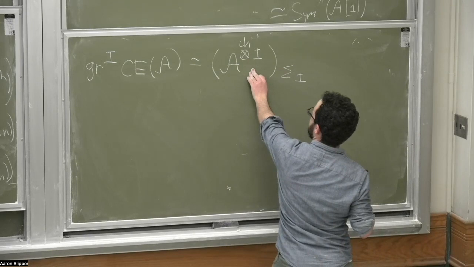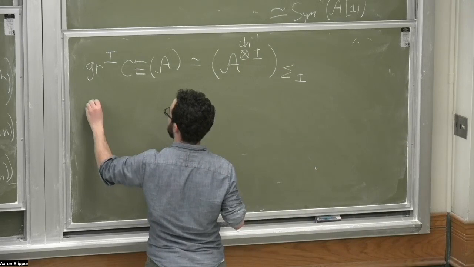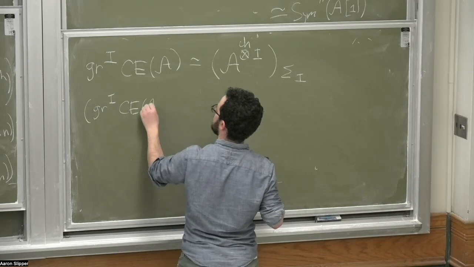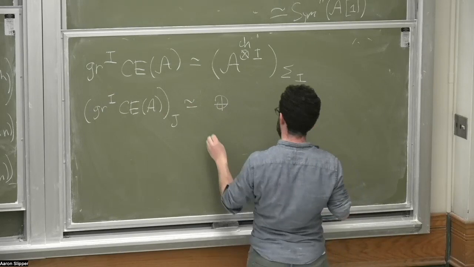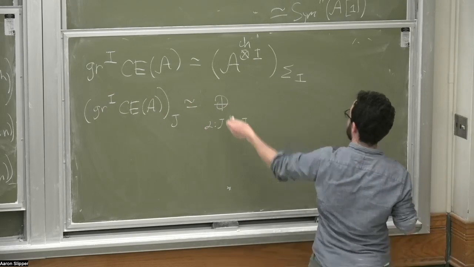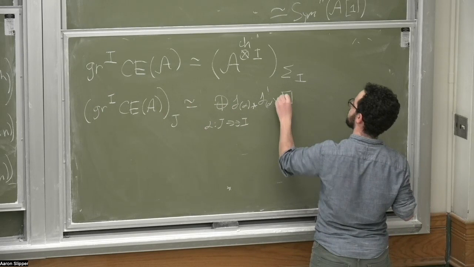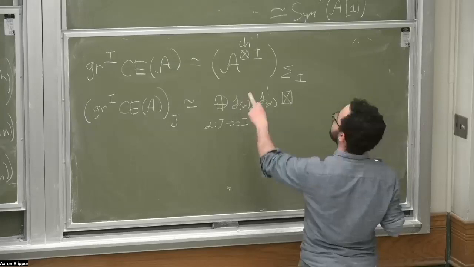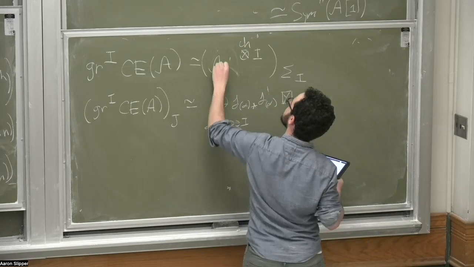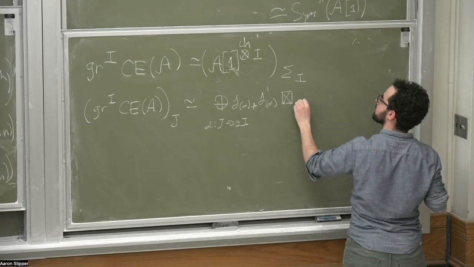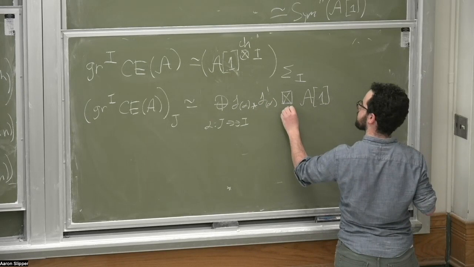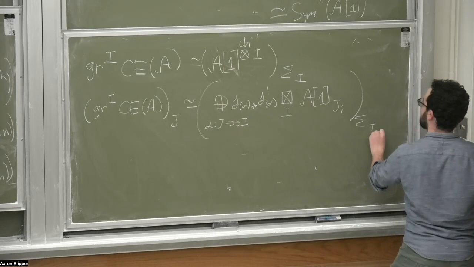So we can describe this J component. The J component is going to be a direct sum always over all projections, because this is again just the description of how the tensor product of A works. Here the shifts are getting, there is probably a shift here, and then with respect to the alpha. So this is the J component of that.